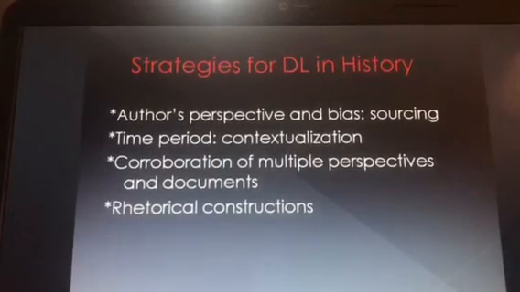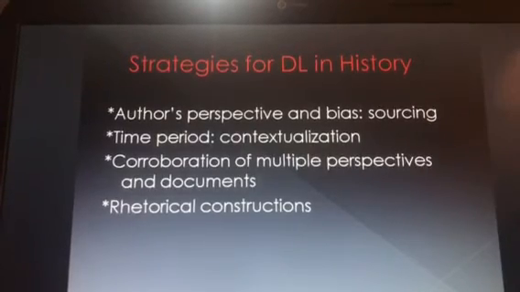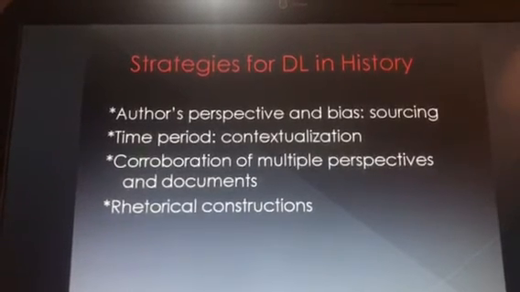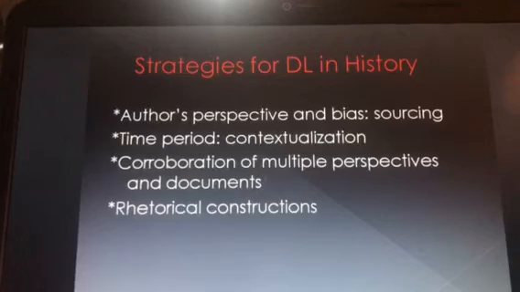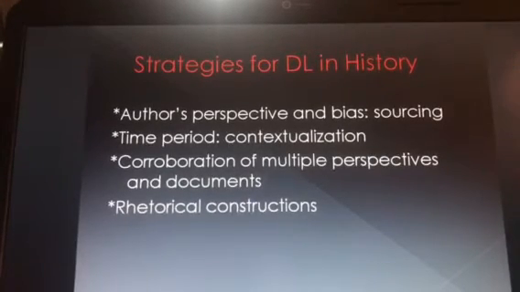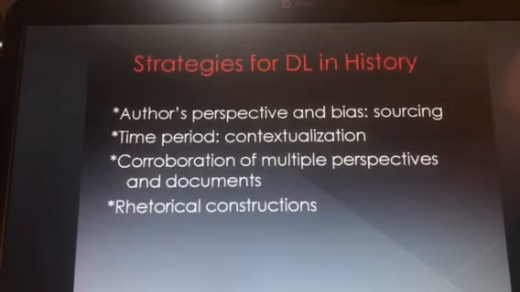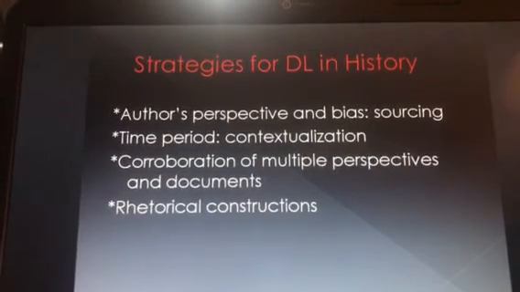Strategies for disciplinary literacy in history. Author's perspective and bias, or sourcing. You want them to be able to use multiple sources. You want the students to have reliable sources. You don't want to have anything that is not real. You want them to be able to determine what the author is trying to tell them through the text. You want them to be able to find bias and talk about it.